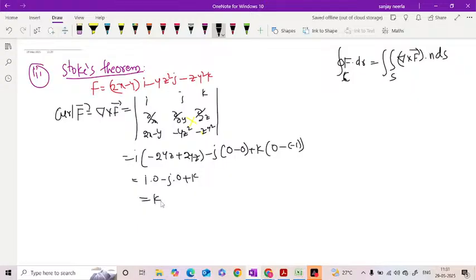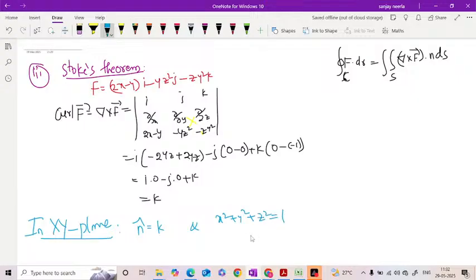So here we get k, and it is clearly given in the xy plane. xy plane means what about our unit normal vector? Our unit normal vector is k, and x squared plus y squared plus z squared is equal to 1. That means you have to assume the xy projection, so z must be 0. Now the unit normal vector is k and curl F is k. Substitute all.